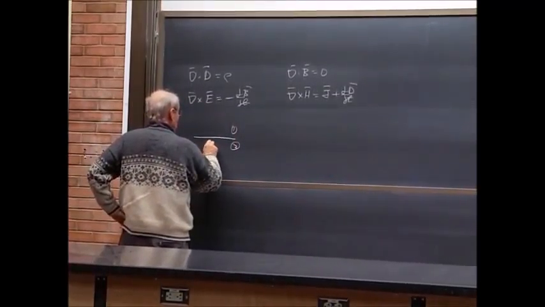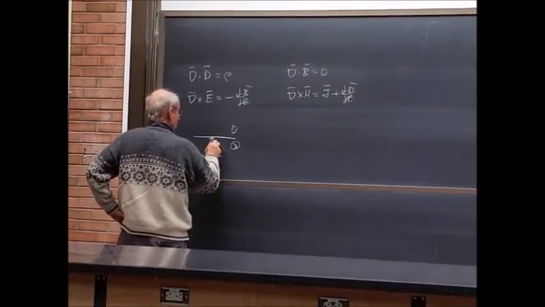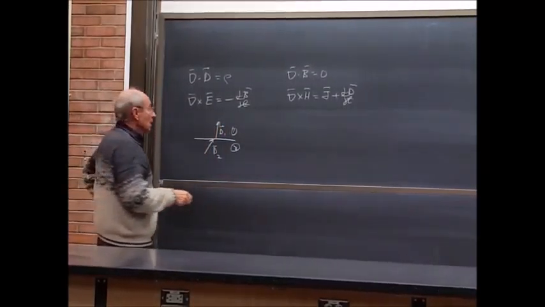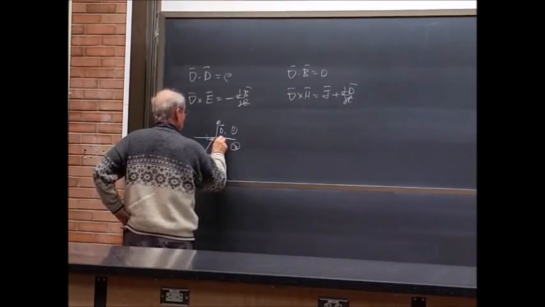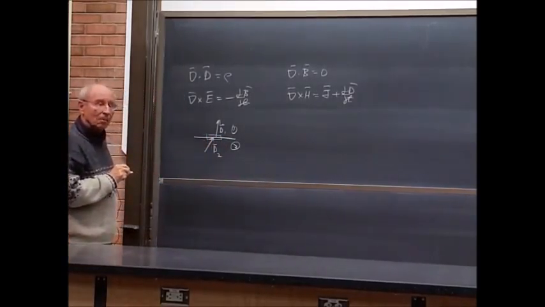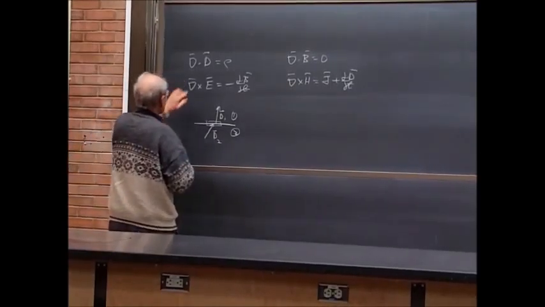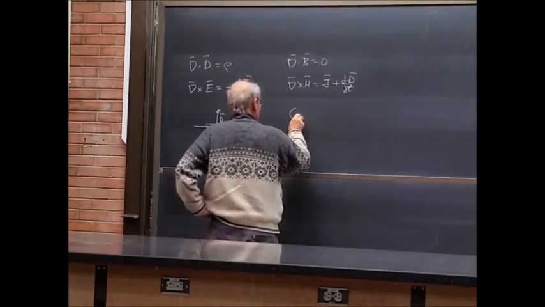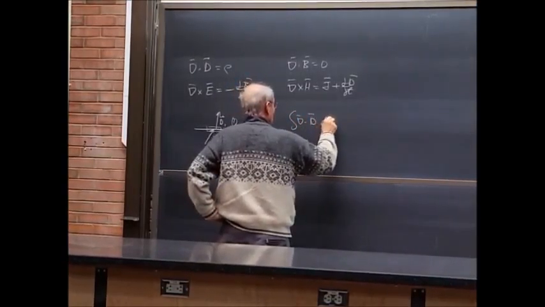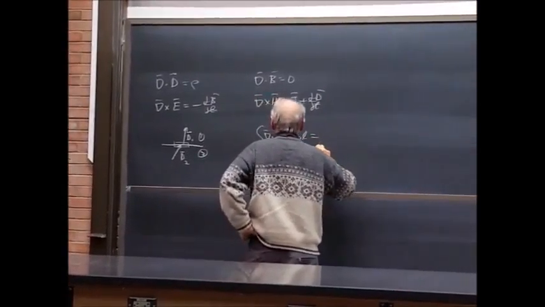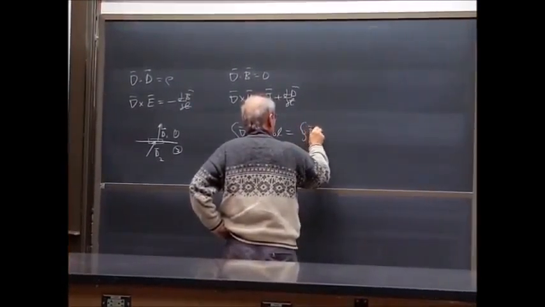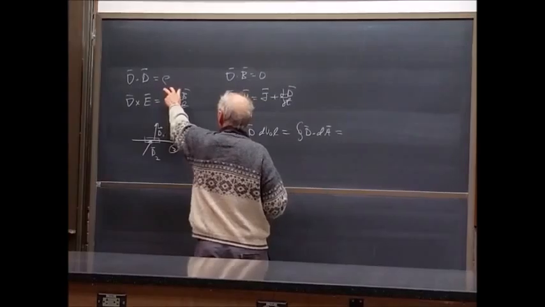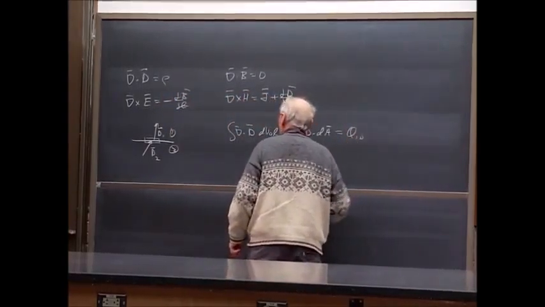And we have for D, for example, D2, we have D1. We drew ourselves a little tiny Gaussian box here, and we calculated this. We knew that the integral of divergence of D over the volume was the same as the surface integral, D dot dA over the bounding surface. And the integral over the volume of that would be the charge inside the little box.